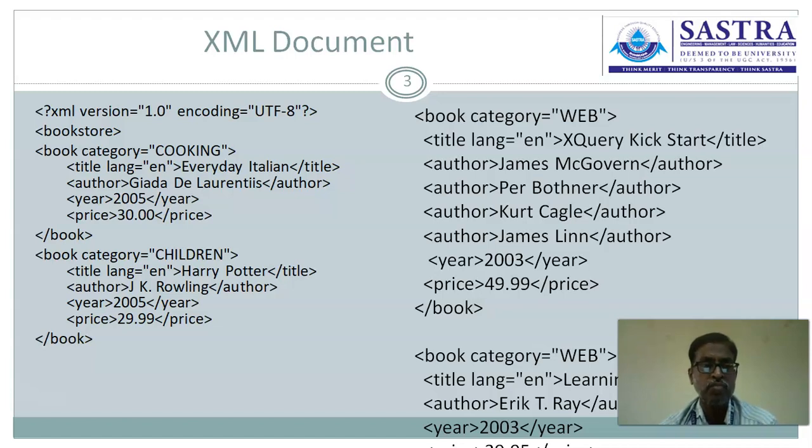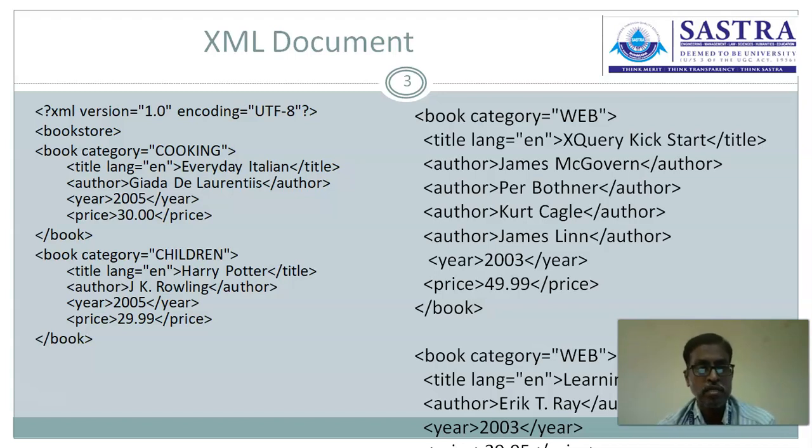Each and every book belongs to some category. Category is an attribute of book: category equal to cooking, category equal to children, category equal to web, and category equal to web. If you want to add more books in a specific category, you can repeat category equal to whichever category you want to retain, children or web or cooking and so on.